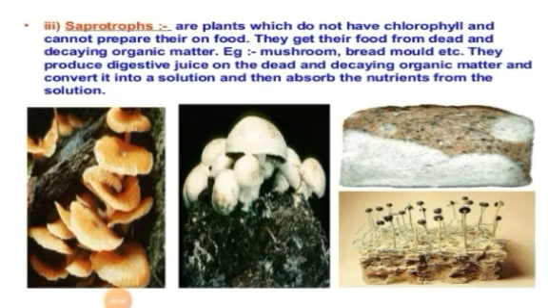Now we will move on to the next type of heterotrophic nutrition, that is saprotrophic nutrition. So here, what is the meaning of sapro? Sapro means dead or decaying matter. So the organisms which obtain their food from dead and decaying matter are called saprotrophs. So the dead bodies are eaten by saprotrophs. The example is fungi.